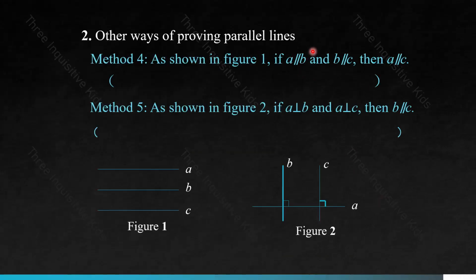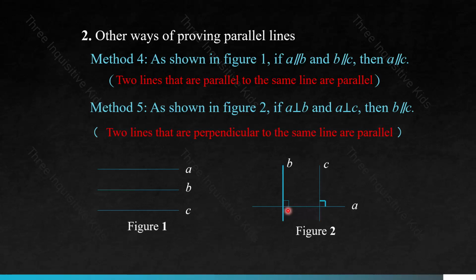Other ways of proving parallel lines. As shown in figure 1, if A is parallel to B and C is parallel to B, then A is parallel to C, because two lines that are parallel to the same line are parallel to each other. And as shown in figure 2, if A is perpendicular to B and A is perpendicular to C, then B is parallel to C. Two lines that are perpendicular to the same line are parallel to each other.